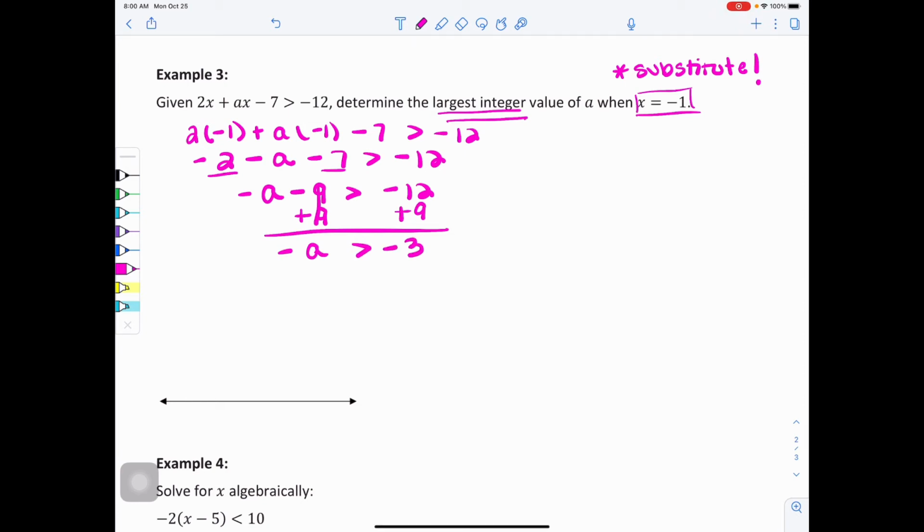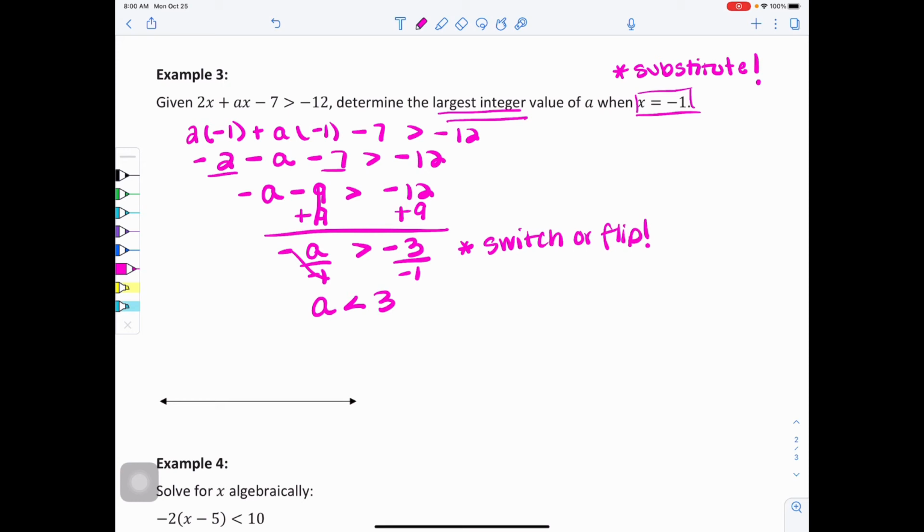I don't want -a. I have to have a by itself. So there's really a -1 in front of that a. So I should be dividing both sides by -1. And again, an alarm should go off. We just divided by a negative number, so we need to switch or flip. Okay, so that means this is now a is less than 3.